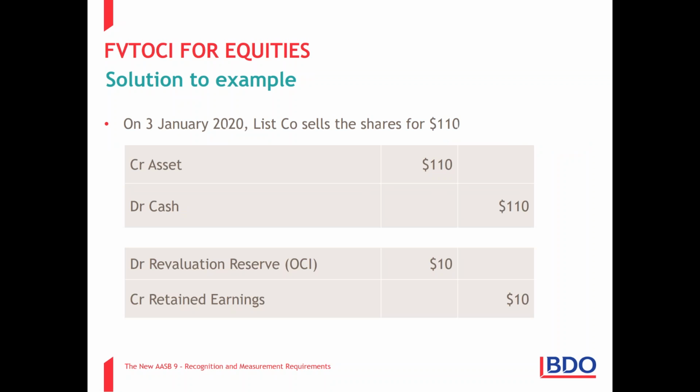Then on the 3rd of January 2020, when we sell the shares, we credit the asset 110, we debit cash 110, and we're sitting with a revaluation reserve in OCI, but we no longer have the underlying asset, the shares. Therefore, we get rid of that revaluation reserve in OCI: debit revaluation reserve OCI, and credit retained earnings. This journal cannot go through profit and loss because you've made that irrevocable election to keep all fair value changes in OCI.